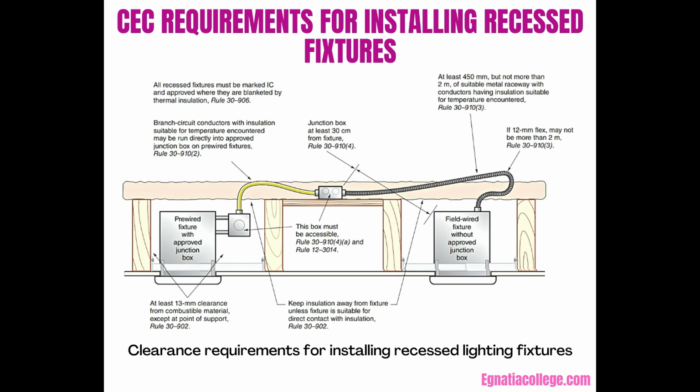Conductors rated for higher temperatures must run in a metal raceway between the fixture and the junction box. This raceway must be 450 mm to 2 meters long. Any heat conducted from the fixture along the metal raceway will be reduced before reaching the junction box. Many recessed fixtures are factory equipped with a flexible metal raceway containing high temperature, 150 degrees Celsius, wires that meet the requirements of Rule 30-910-1. This figure illustrates clearance requirements for installing recessed lighting fixtures.